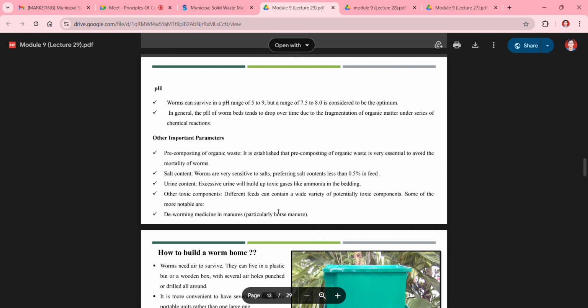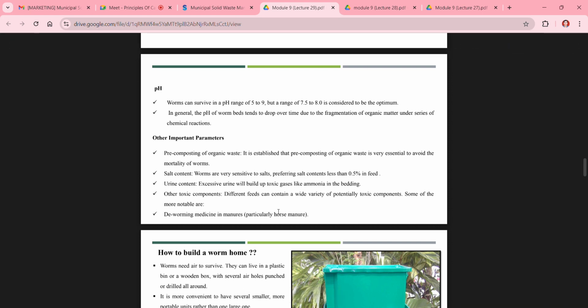Then other toxic components: different feeds can contain a wide variety of potentially toxic components. Some of the more notable are... we have to limit the sulfur content during these composting processes, because that is going to be fatal during the vermicomposting process. Sulfur will react with the oxygen, creating SO2, and that will increase the acidity of the whole process, and that will be fatal to the lives of the worms during the processing.